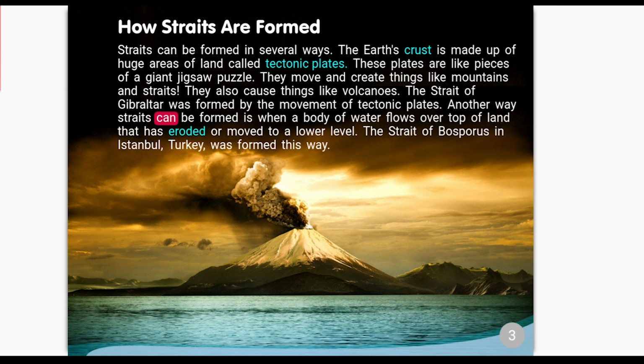Another way straits can be formed is when a body of water flows over top of land that has eroded or moved to a lower level. The Strait of Bosporus in Istanbul, Turkey, was formed this way.